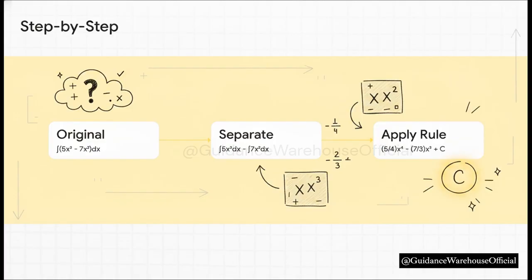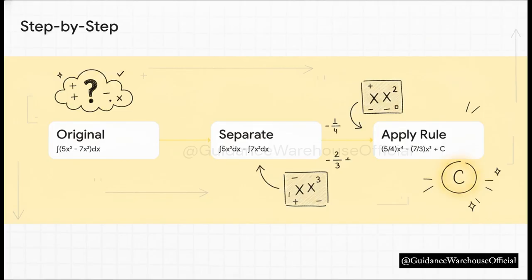Let's make this a bit more concrete and walk through an example step by step. Suppose we need to integrate the polynomial 5x cubed minus 7x squared. Our properties of integrals tell us that we can safely separate sums and differences, essentially treating them as individual mini-problems. So we look at 5x cubed. Add 1 to the exponent, 3 to get 4, and divide by 4. That gives us 5/4 x to the 4th.